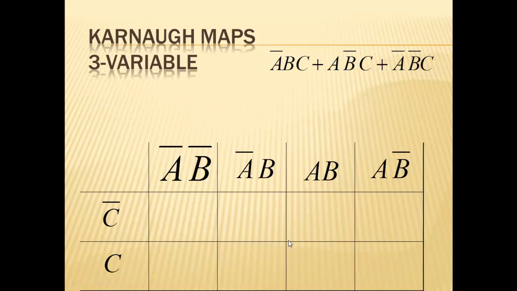So let's do another one. Okay, in this one we've got A naught B, C, and if you want to, you can pause it and work it out yourself if you want. And we've got A B naught C, and we've got A naught B naught C. Now this one's a little trickier because this one's going to use something they call a wraparound grouping. This grouping is pretty obvious. We've got a group of two there.